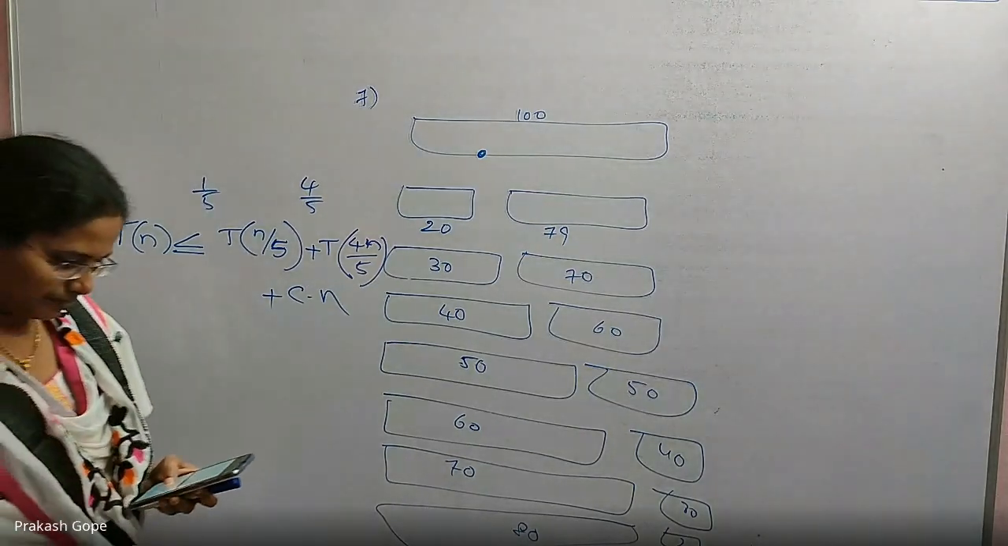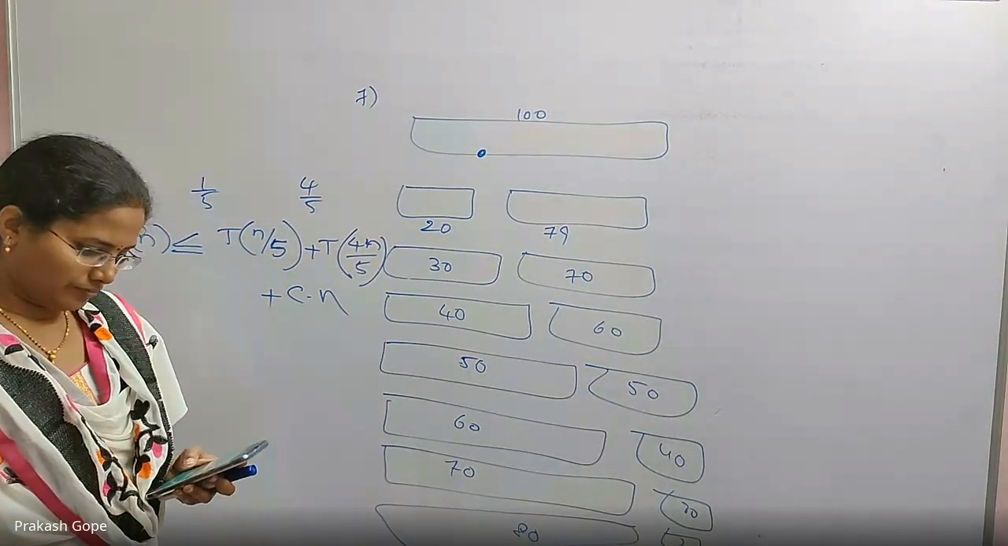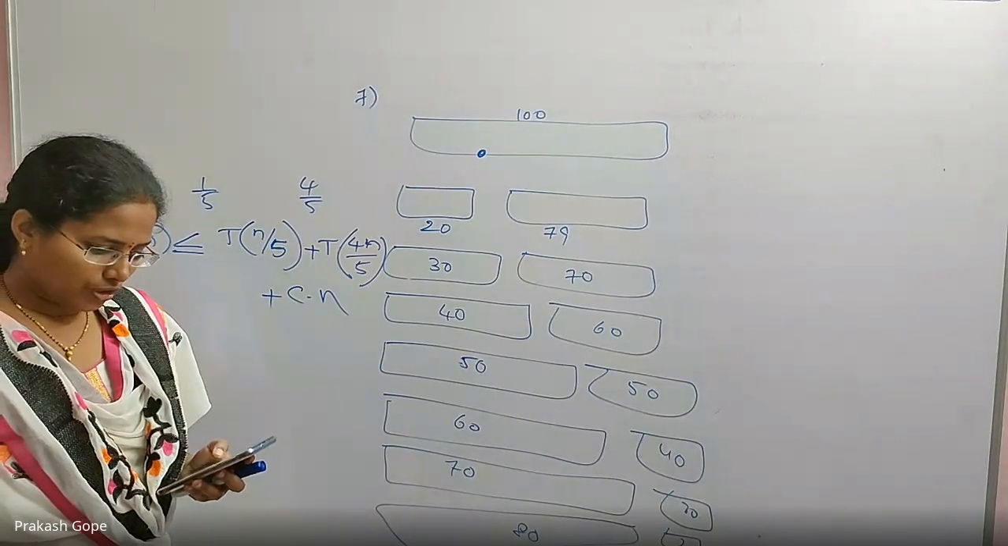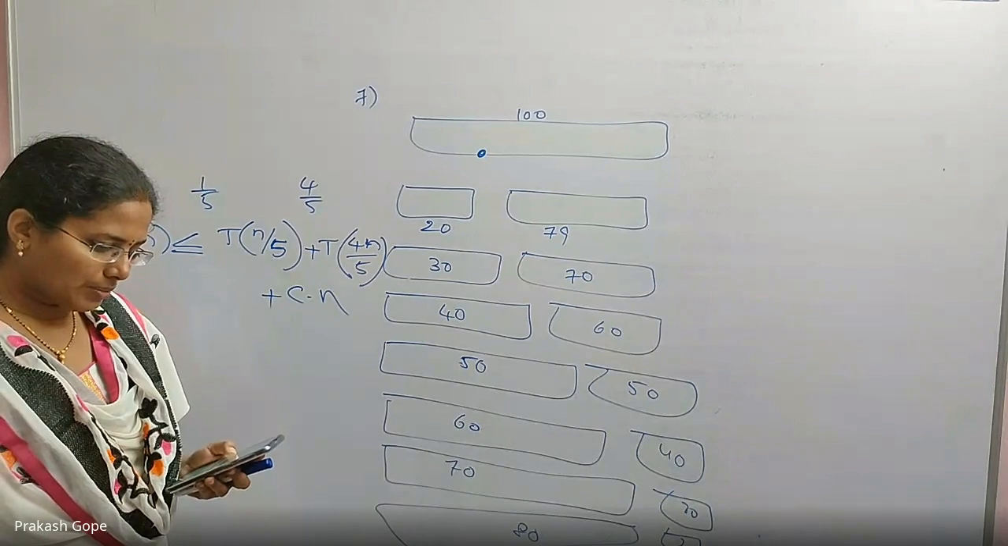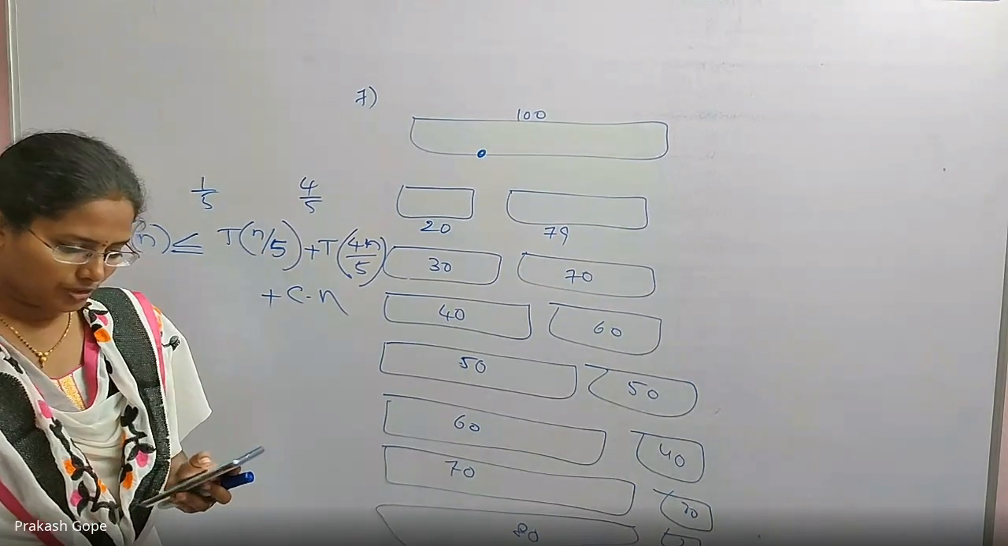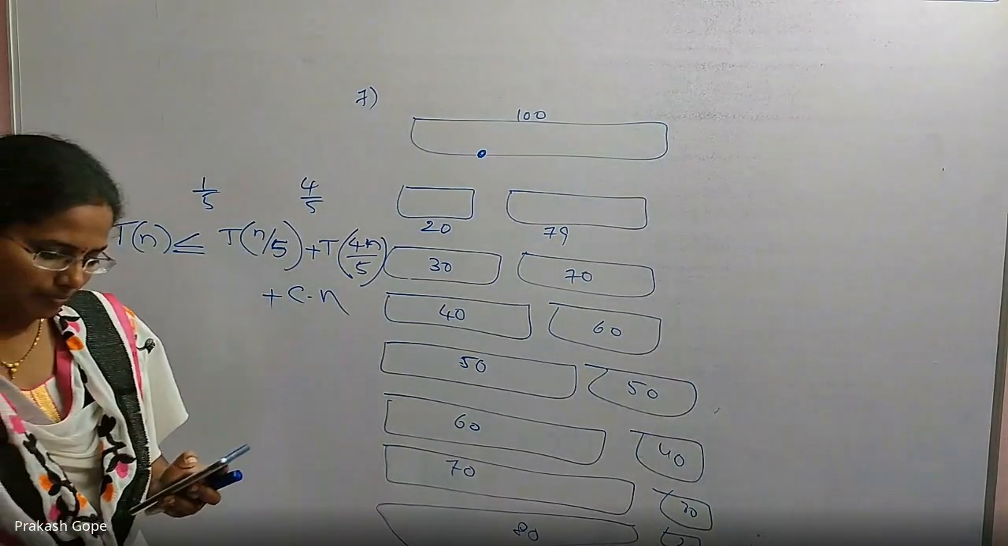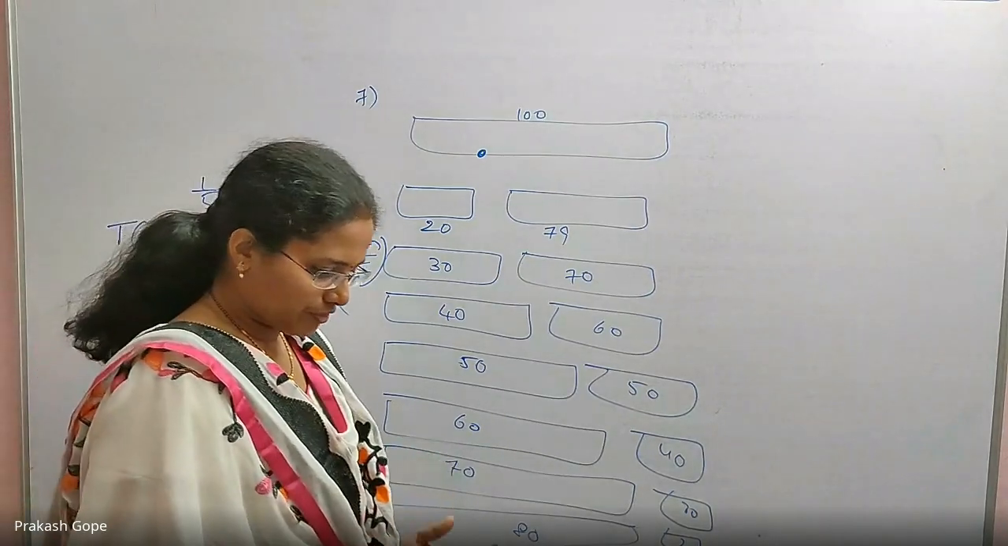Eighth question. In quicksort, for sorting n elements, the n by 4th smallest element is selected as a pivot using the linear time algorithm. What is the worst case time complexity of the quicksort?